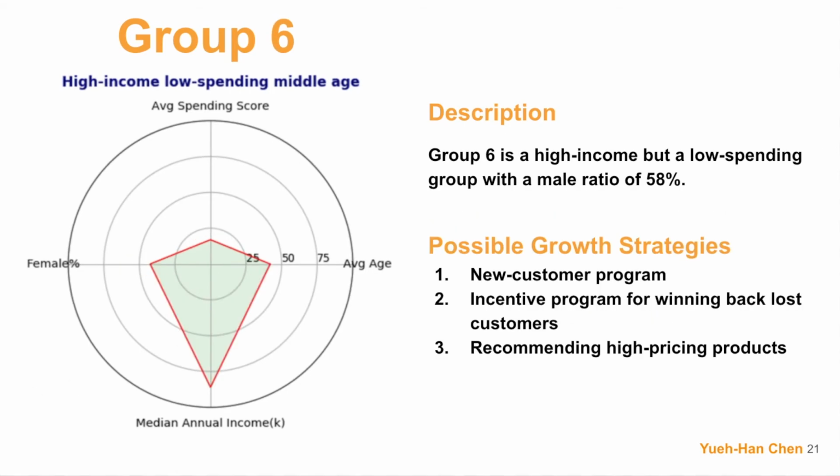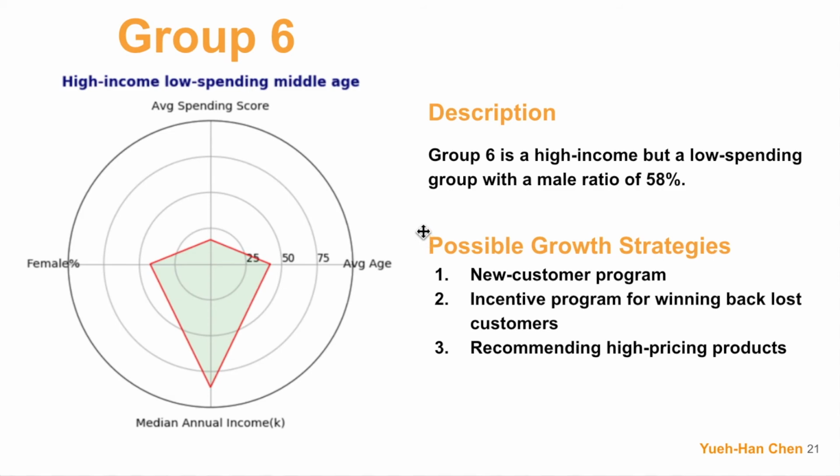Let's look at the final group. Group 6 is a high income but low spending group with a male ratio of 58%. My three guesses of why they spend so little while they earn so much is that one, they are just new customers, or two, they are lost customers and ready to churn, or three, they mostly shop at a more high-end mall. So the true reason is worth further investigation.